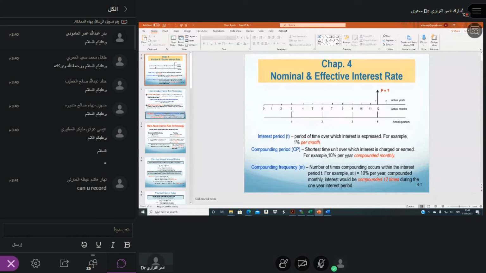For example, 10% per year compounded monthly. So 10% is collected annually, but compounded monthly. So the compounding period is monthly. I hope this is also understood.